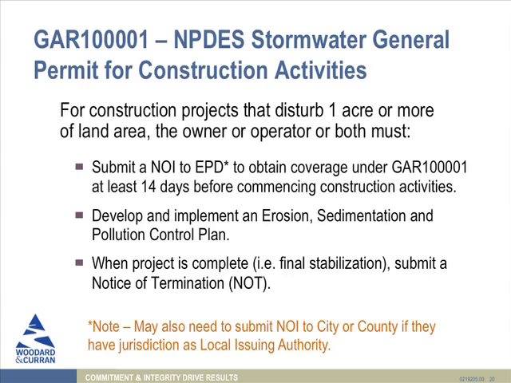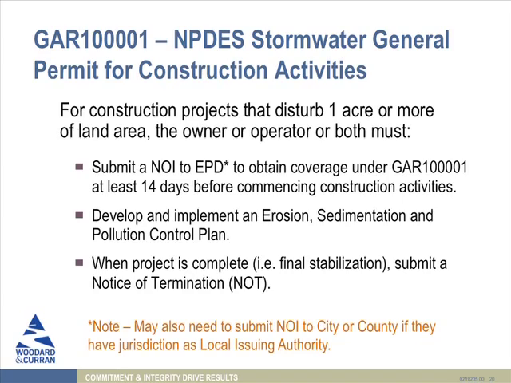So now the construction permit. And again, this construction permit, and I know a lot of campuses seem to have continuous construction going on, so probably somewhere, most of your campuses may have one of these in effect right now. If you're disturbing 1 or more acres of land, you need this general construction permit. The owner or the operator is responsible for getting this.